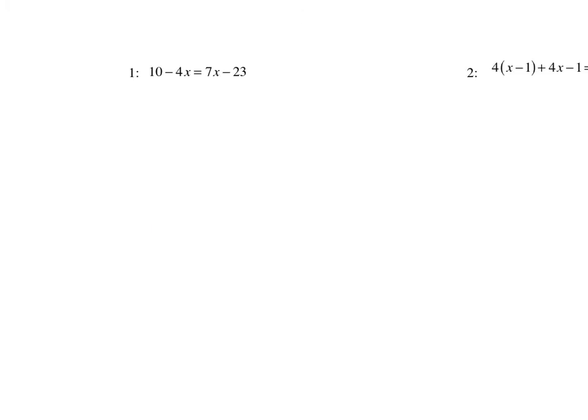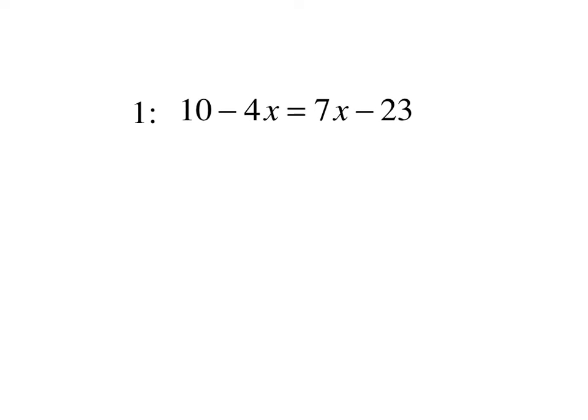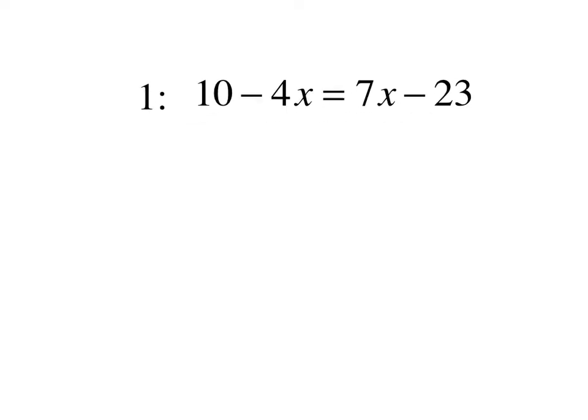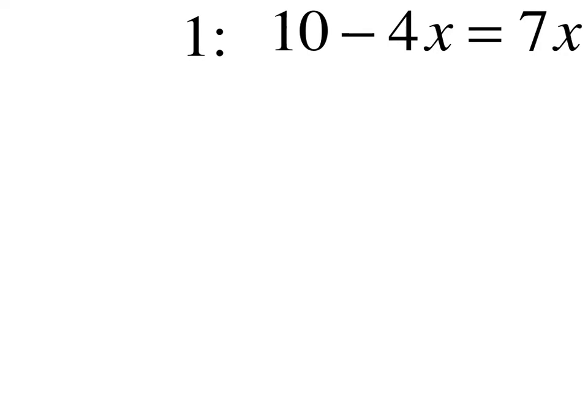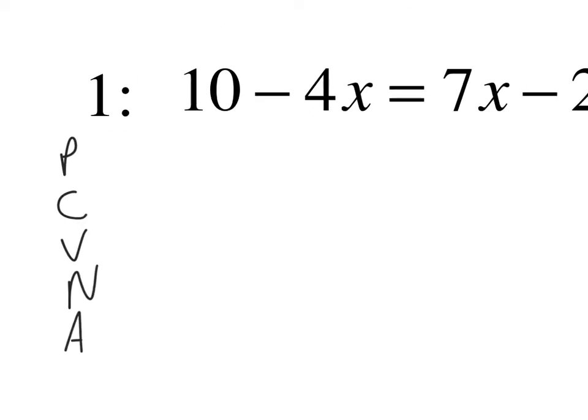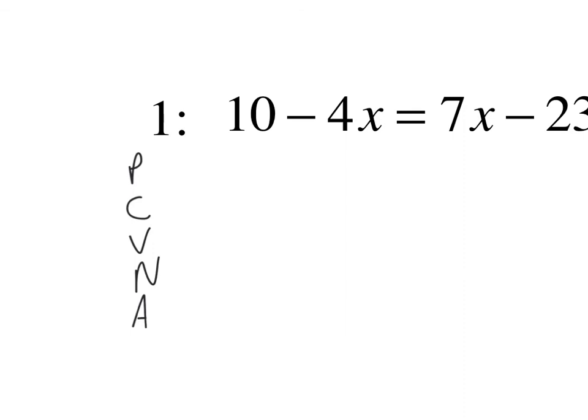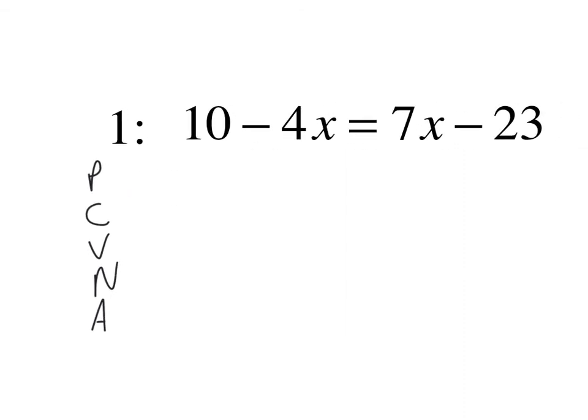Our first example is 10 minus 4x equals 7x minus 23. The first thing I'm going to do is I'm going to write out PCVNA. And remember, P stands for your parentheses, C stands for combine like terms, N stands for move the numbers to the right, variable on the left, get rid of that x by dividing by the number attached to your x.